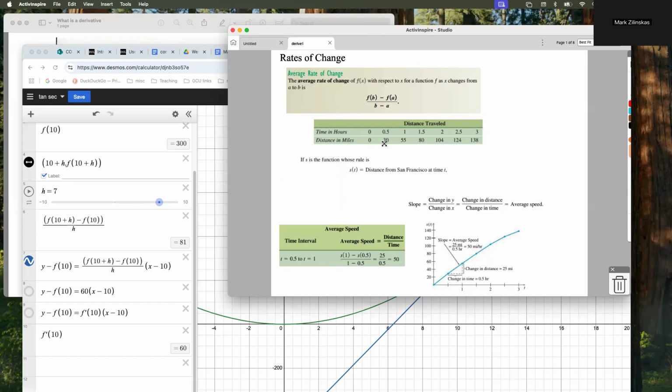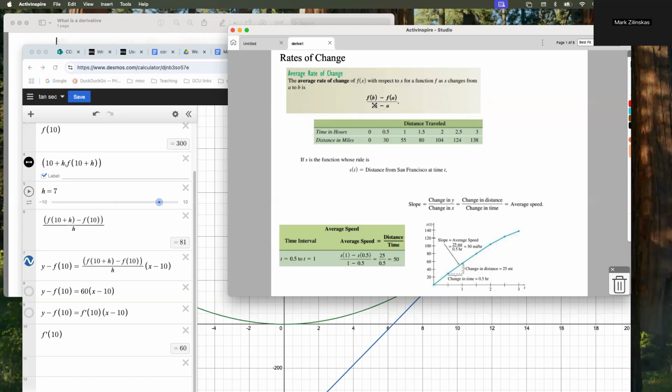Okay, so rates of change. Another major concept we're going to talk about. Ultimately, we're going to find a derivative, which is an instantaneous rate of change for a function. And so to develop that idea, we're first going to talk about average rate of change. If you're looking at this formula here, this is nothing but the slope formula, given 2 points.